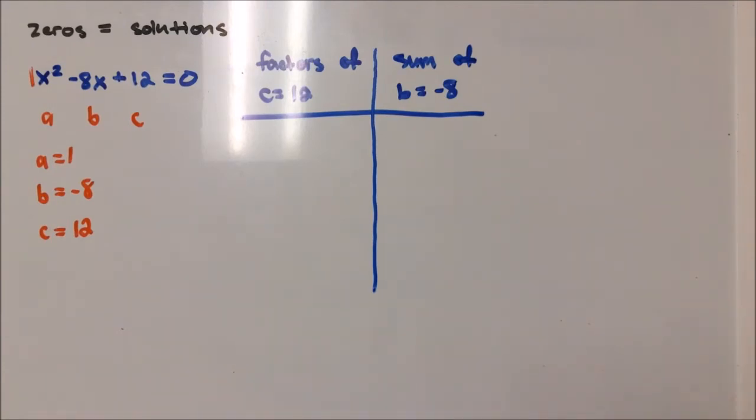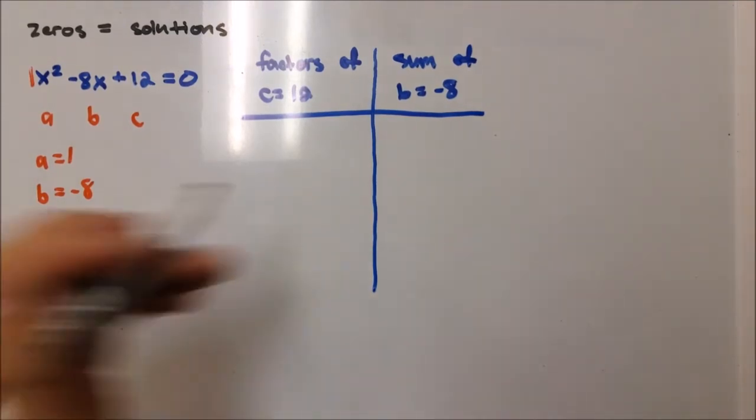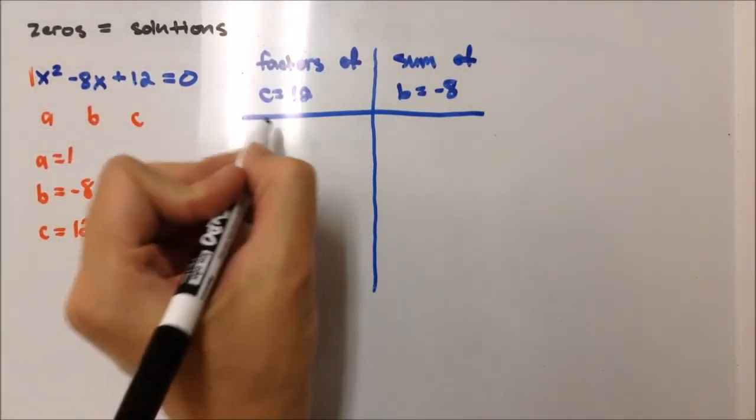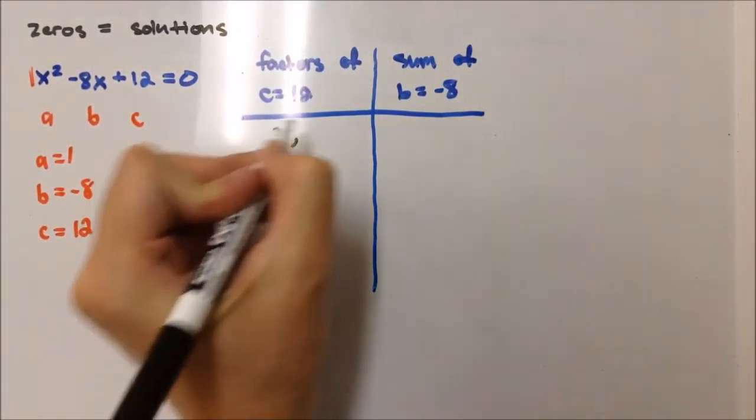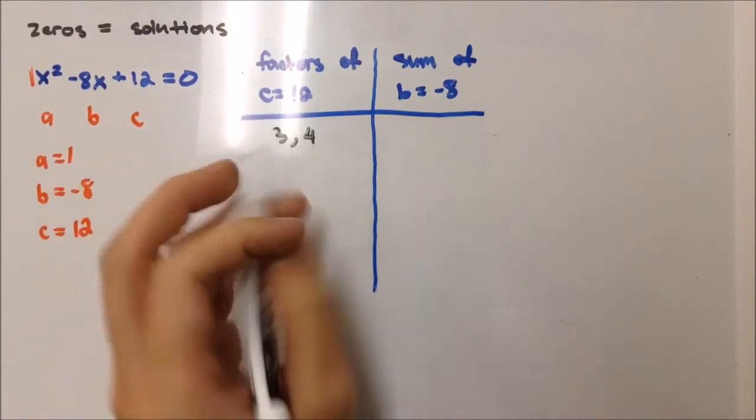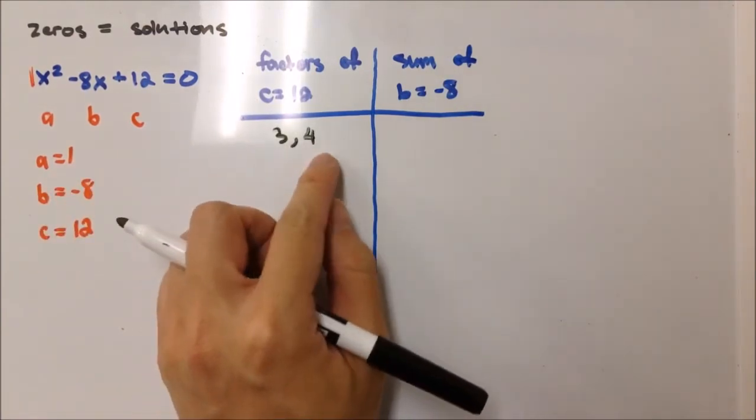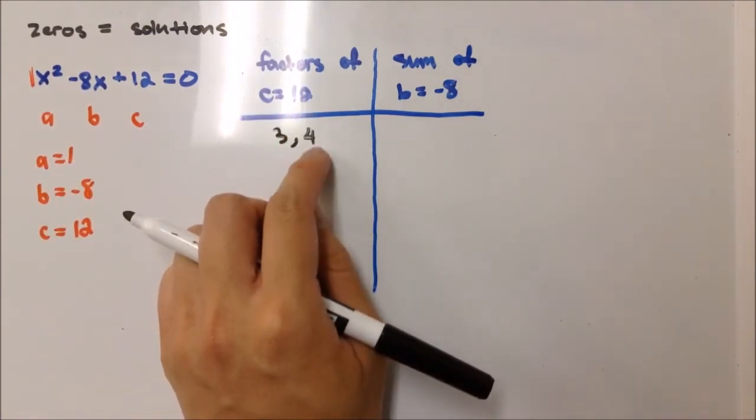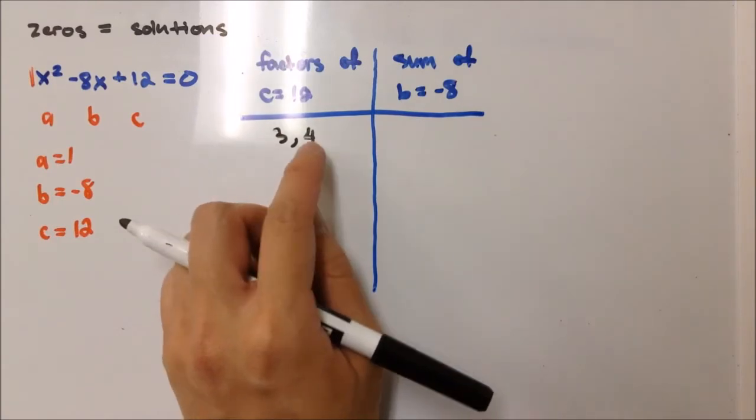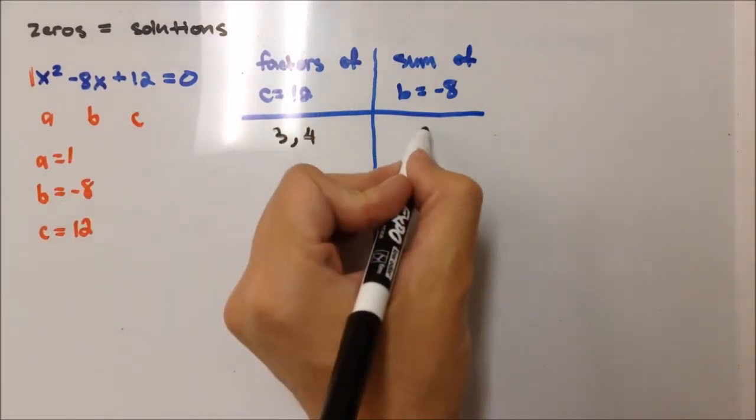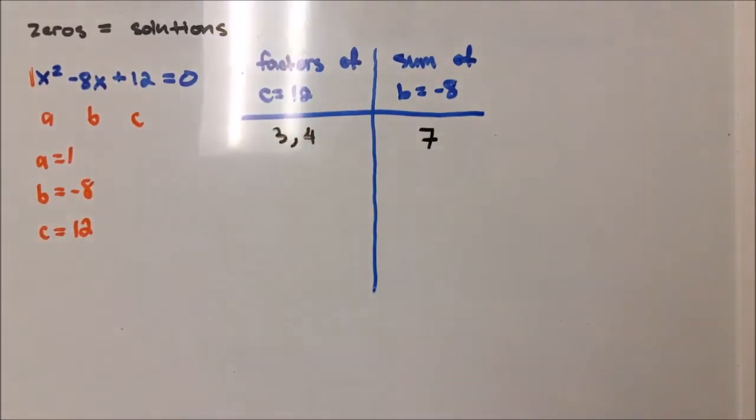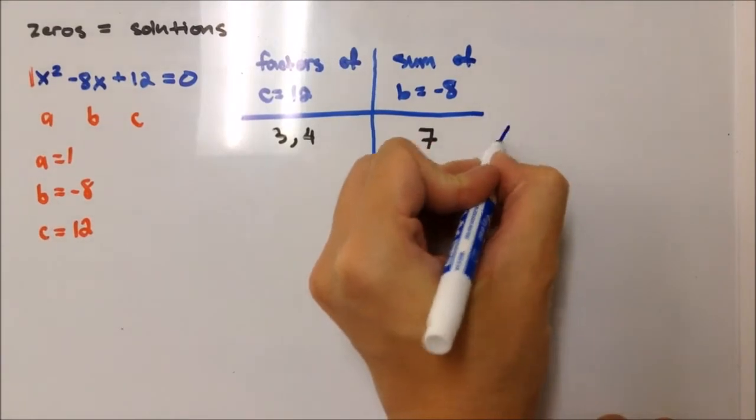Let's see. Let's try 3 and 4. If we do 3 and 4, it does give us positive 12, but let's look at the sum. Positive 3, positive 4, that's a positive 7. Doesn't match up with negative 8, so we're not going to use that.